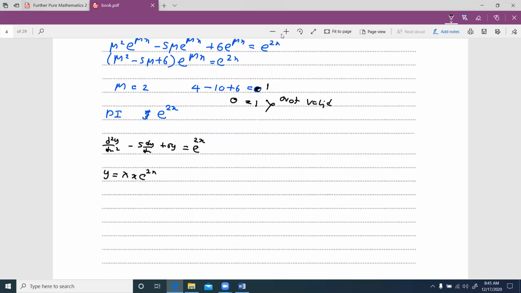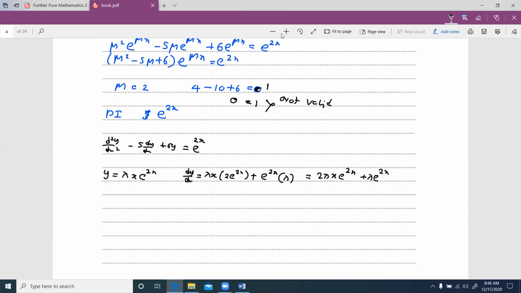So with that you can write dy by dx. First differentiation. We can use the product rule for that. First keep lambda x and differentiate e to the power 2x. If you differentiate e to the power 2x, you get 2 e to the power 2x. Plus keep e to the power 2x and differentiate lambda x, which turns up to lambda. So this final answer is 2 lambda x e to the power 2x plus lambda e to the power 2x.